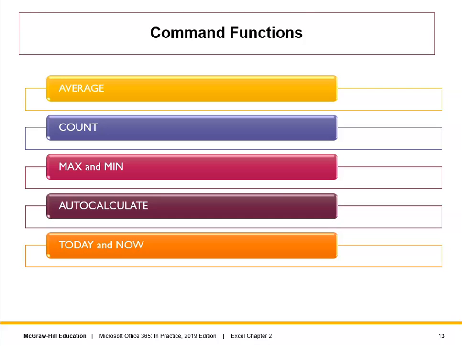The Auto Calculate feature is located on the bottom right side of the status bar. This allows you to see results of certain common functions such as average, count, and sum without actually inserting a function into the worksheet.